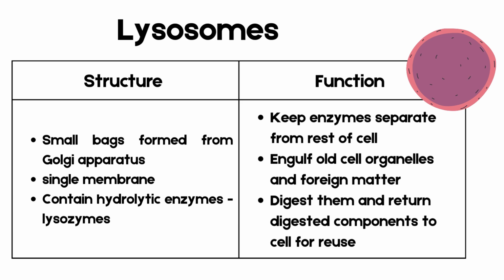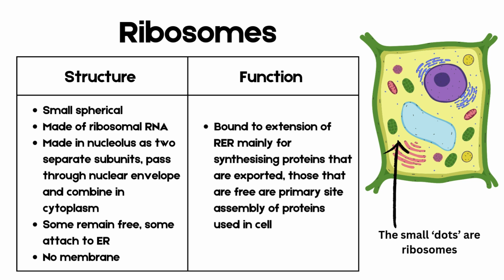Formed by the Golgi apparatus, lysosomes are small sacs containing powerful hydrolytic enzymes called lysozymes. Their job is to digest and recycle waste materials, foreign particles, or damaged organelles, keeping the cell clean and healthy. Up next are ribosomes. These are small spherical structures made of ribosomal RNA in the nucleolus. They have no membrane. They're found either floating freely in the cytoplasm or attached to the rough ER. Their job? Protein synthesis, building proteins from amino acids.